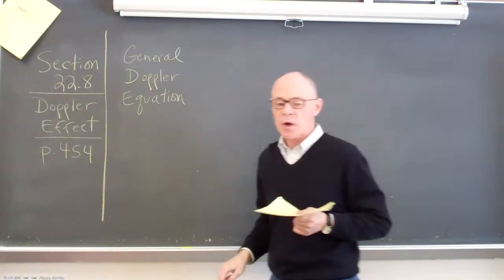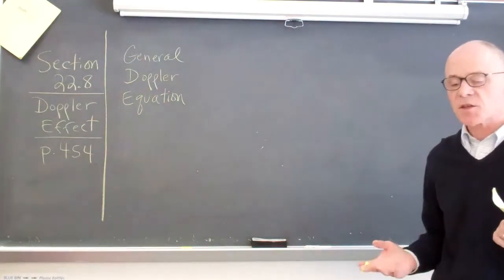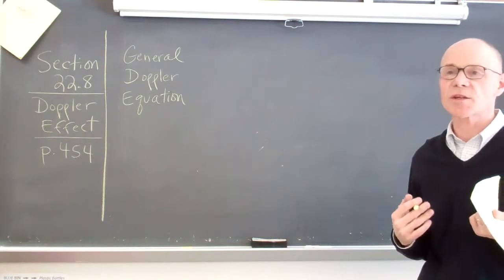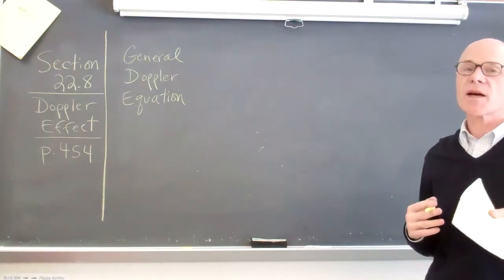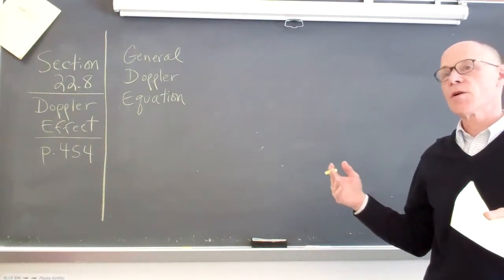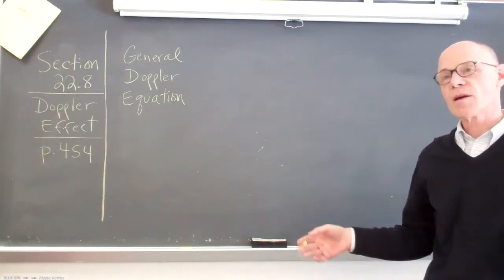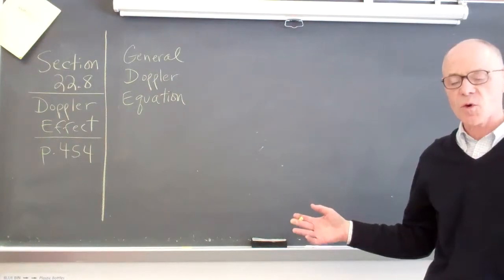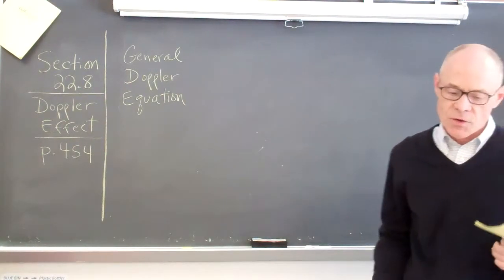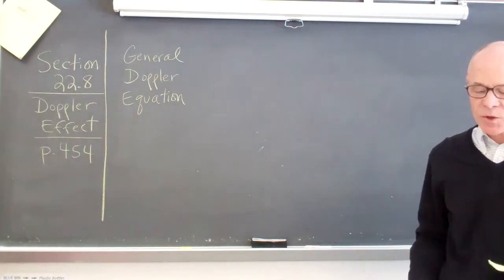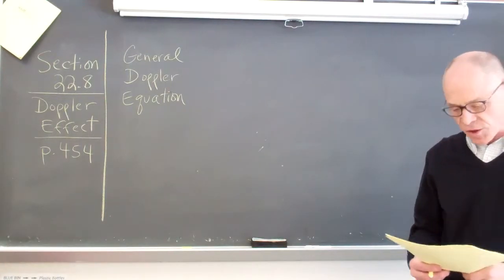This version of the equation is very useful because it takes into account all the different situations that could occur. It takes into account stationary observer, moving source, or stationary source, moving observer, and it also takes into account moving towards and moving away. So let's take a look at the equation and then we'll define the terms.